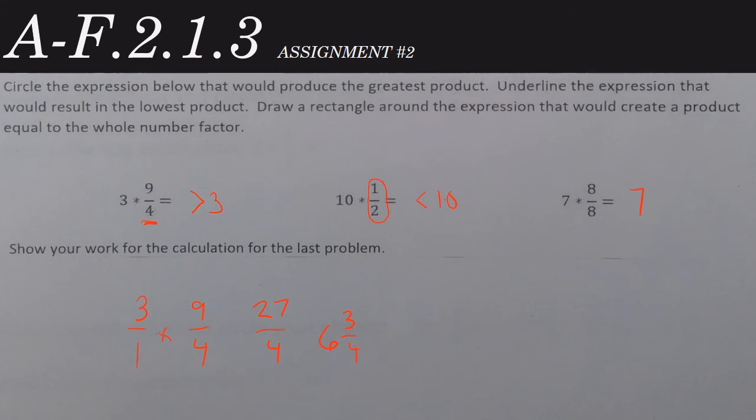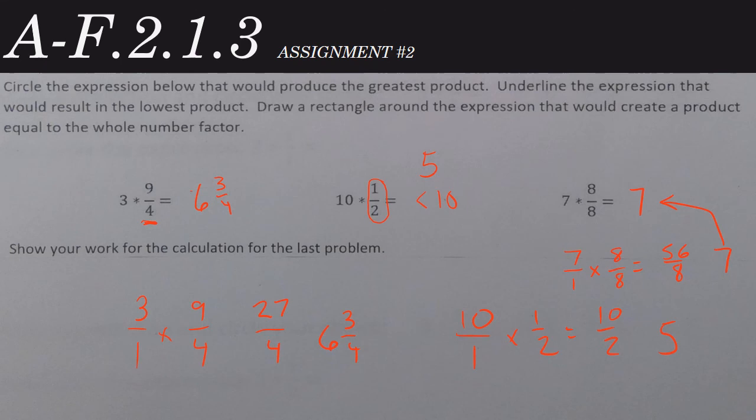So this one is going to be equal to 6 3/4. 10 times 1/2: 10 over 1 times 1 over 2 equals 10 over 2. 2 goes into 10 5 times, so this one's going to equal 5. And 7 times 8 over 8 would be 7 over 1 times 8 over 8, which equals 56 over 8. 56 divided by 8 is 7, which I already said was my product.